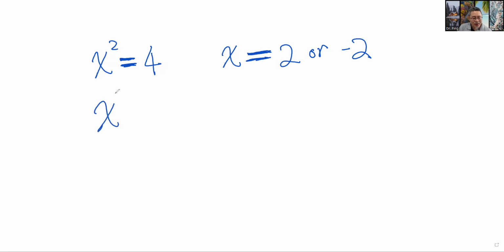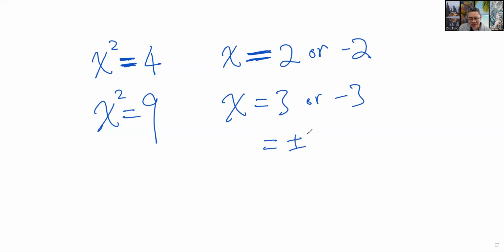Now, x squared equal to 9, what would be? 3 or -3. And we write this as ±3. Good? Okay. And this one we write as ±2. So that's just kind of shorthand.